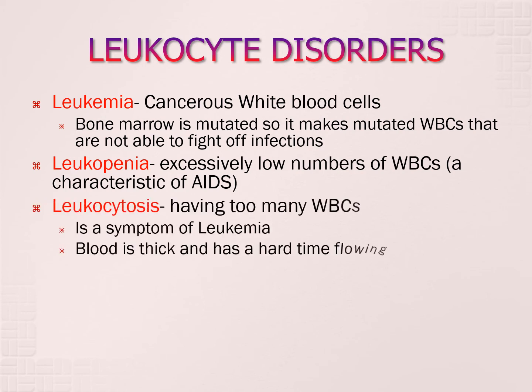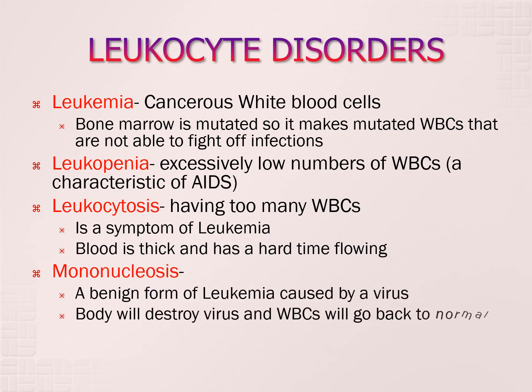The opposite of that is leukocytosis. This is where you have too many white blood cells. So again, this is a symptom of leukemia. It can cause your blood to become thick because remember, the white blood cells are supposed to leave your blood vessels and go wherever they're needed. But a lot of times people with leukemia and the mutated white blood cells tend to stay in their bloodstream, which can cause their blood to become too thick. And as you know, that can cause the blood to have a hard time flowing.